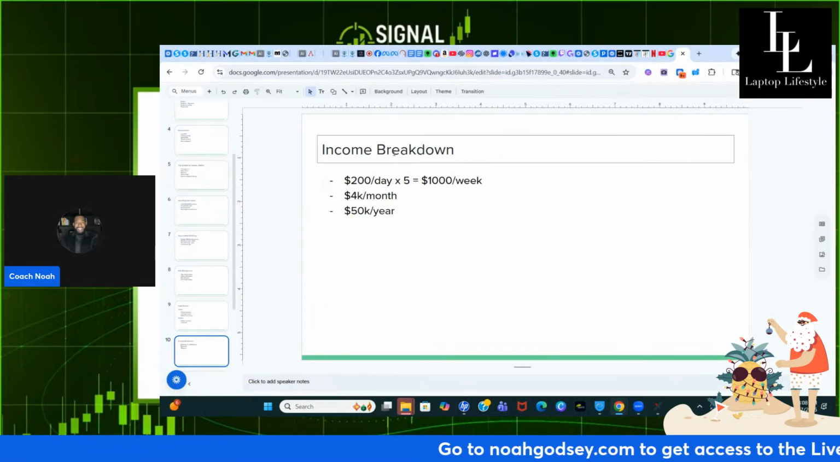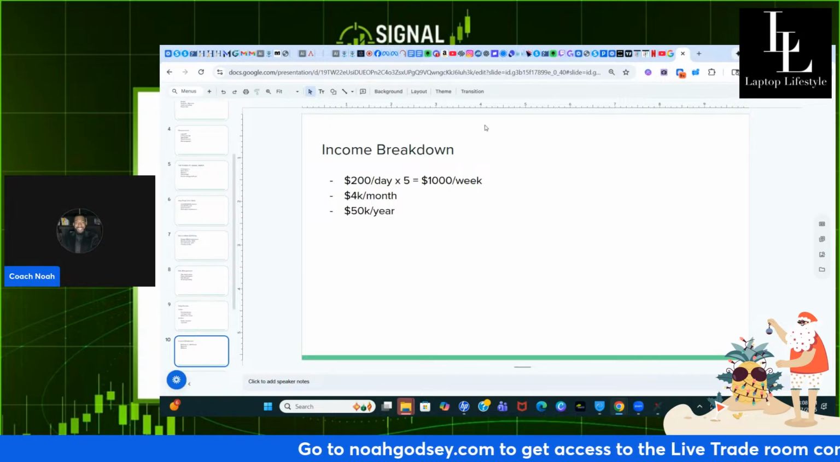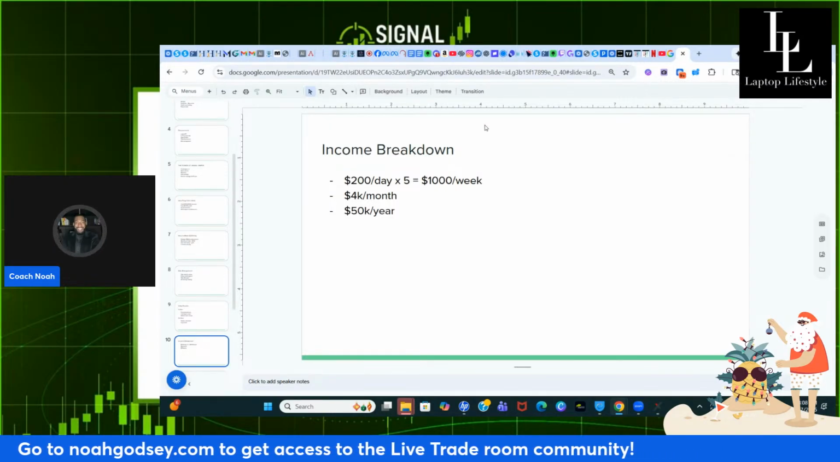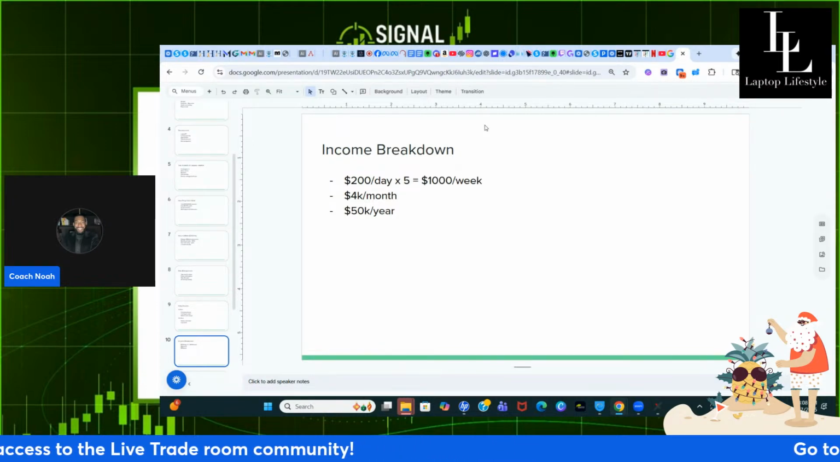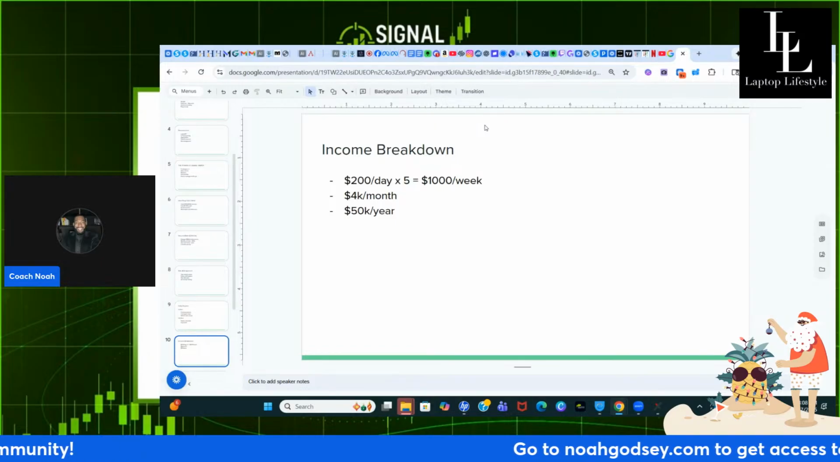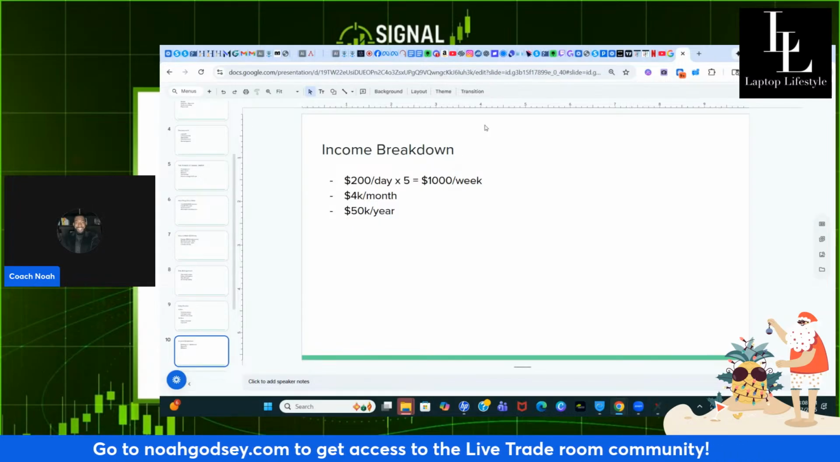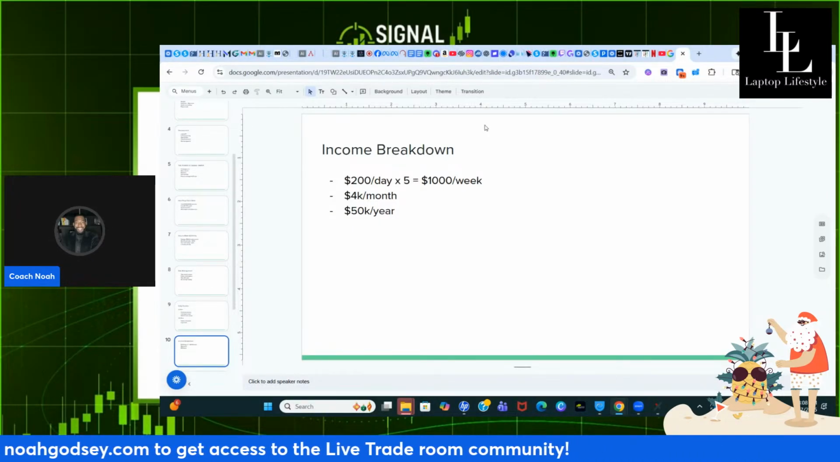All right. Income breakdown, right? So this is what your income could potentially look like if you follow the blueprint. Okay, if you lock in. So like I said, we're aiming for about $200 per day. We're going to do that 5 days out of the week, $1,000 a week. 1,000 times 4 is going to be $4,000 a month, $50,000 a year.